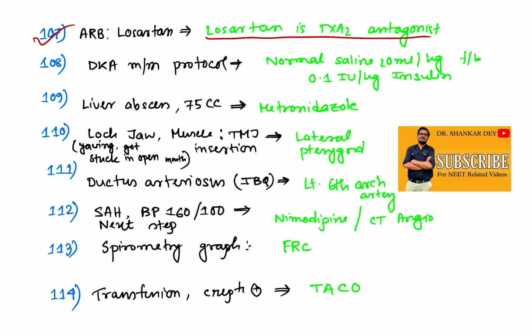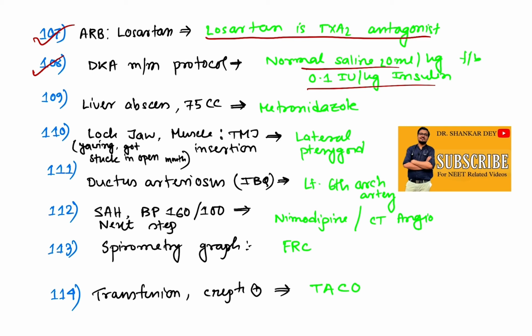Next, management of DKA in a child. It is normal saline 20 ml per kg, with gaps after some time, after giving normal saline followed by 0.1 unit per kg insulin. I think this is the answer. This is also a controversial question. So many of you are giving me so many options, so it is very much controversial, but I think normal saline first 20 ml per kg followed by regular insulin 0.1 unit per kg stat dose. So management of diabetic ketoacidosis in a child.